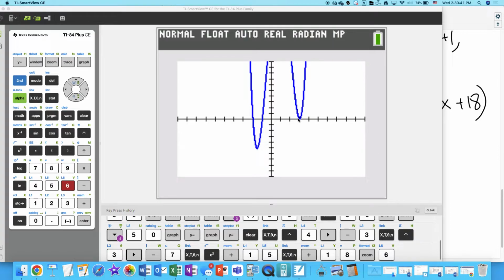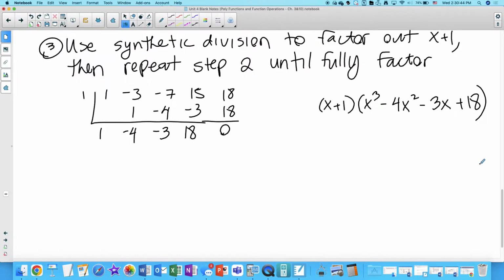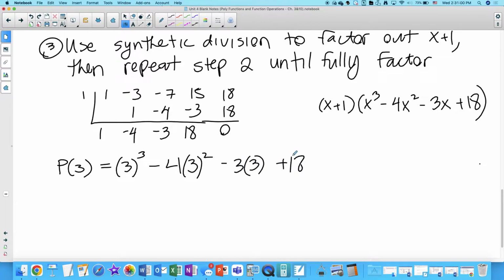Okay, so now I need to work with this. If I work with that, I know P of 3 is 3 cubed minus 4 times 3 squared minus 3 times 3 plus 18. Now we know that this is going to end up equaling 0 because we've looked at the graph. But again, if you're using the graph to find these values, that's not an algebraic solution. Also, another reason, besides just showing that you can do it algebraically, is that we do this kind of factoring all the time in calculus.